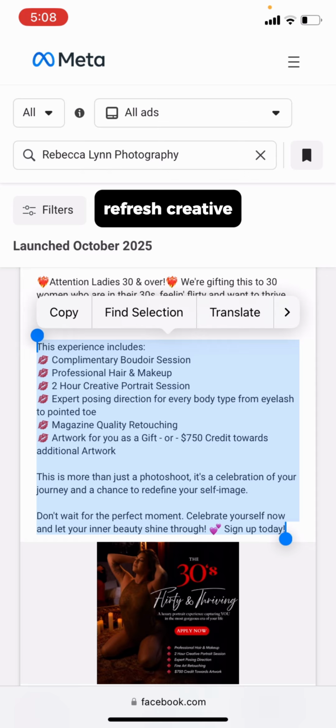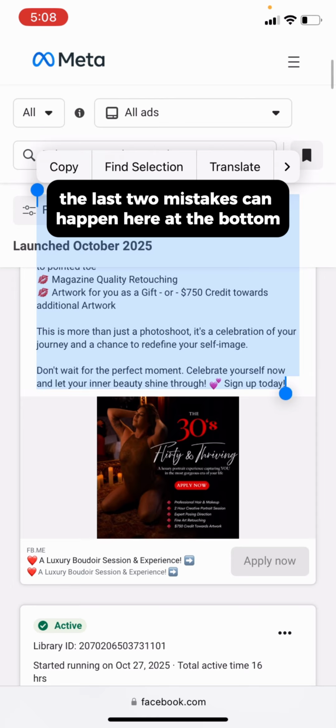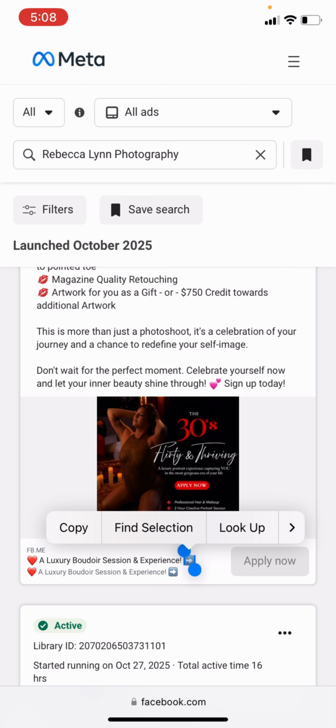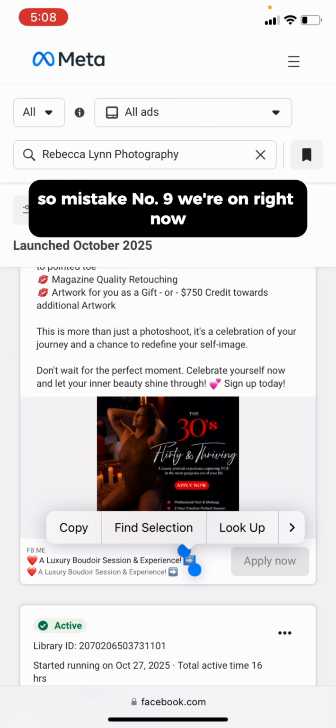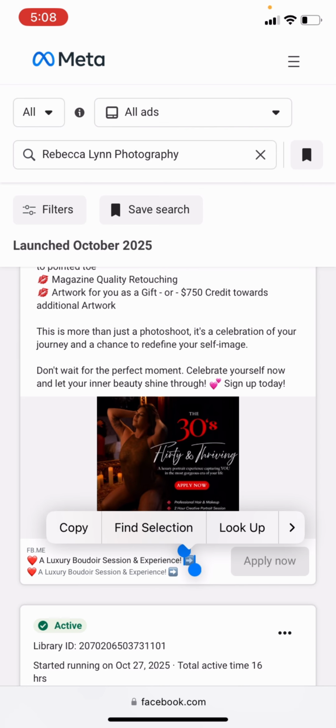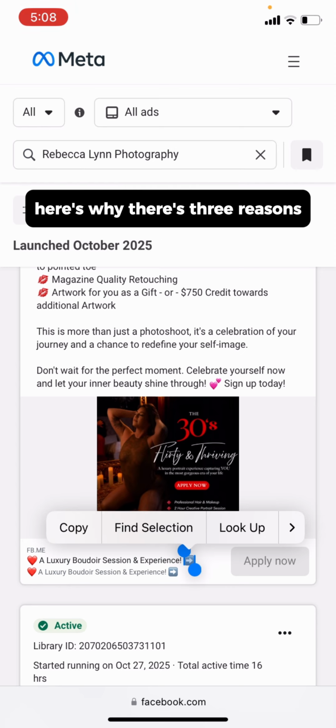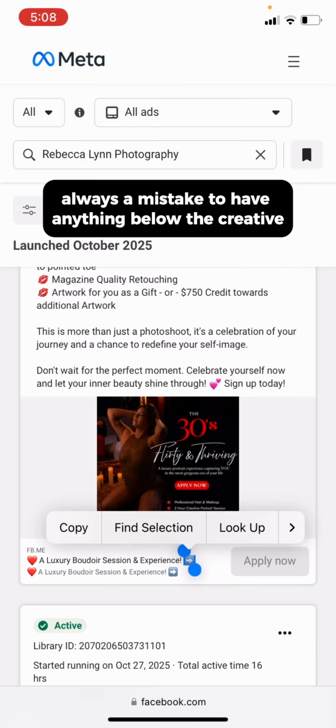Refresh creative. All right, the last 2 mistakes can happen here at the bottom, below the creative. So mistake number 9, we're on right now. It is always, always, always a mistake to have anything below the creative. Here's why, there's 3 reasons. Any description, any headline, any below creative headline, any button, always a mistake to have anything below the creative.